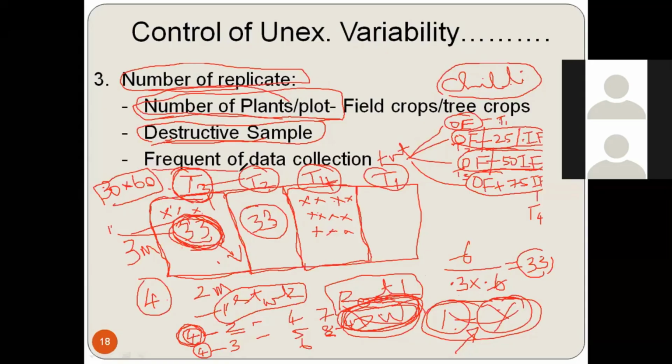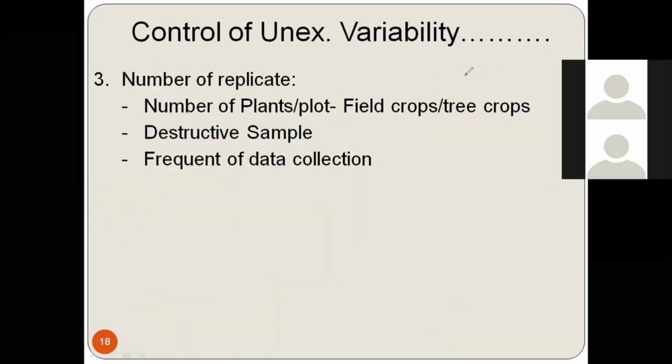This is what I said, how frequently the data has to be collected. For example, every week we are collecting data on plants for their root length or dry weight. All these have to be planned at the beginning to decide the number of replicates or number of plants per plot and so on. Is it clear? That is important.